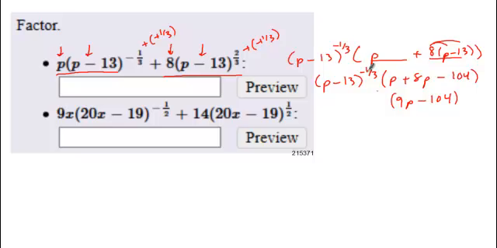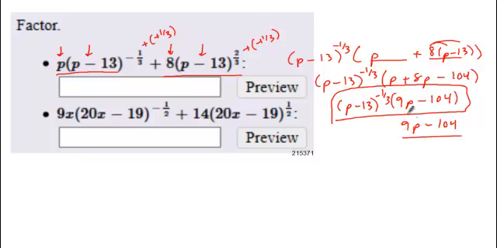And then I can either write this in front, p minus 13 to the minus 1/3. So that's one acceptable way. Or I can take that negative power and move it to the denominator. So I could have also taken this whole binomial p minus 13, take the negative part, move it to the denominator, and change the sign. So this is the alternate way I could write that same expression.